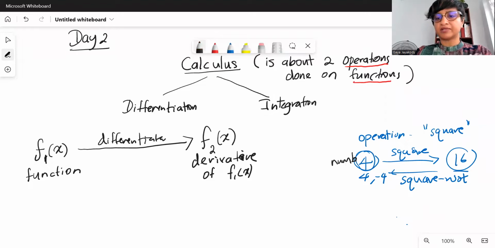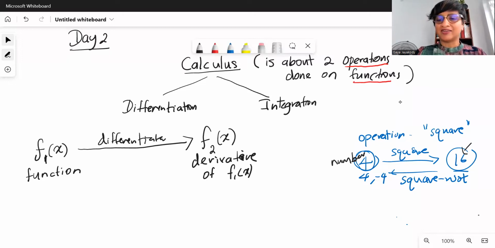This was the original number that you started with. And it's the square of 4. The second function is the derivative. Differentiating gives the derivative of the first function. What is f2? What does it have to do with f1?